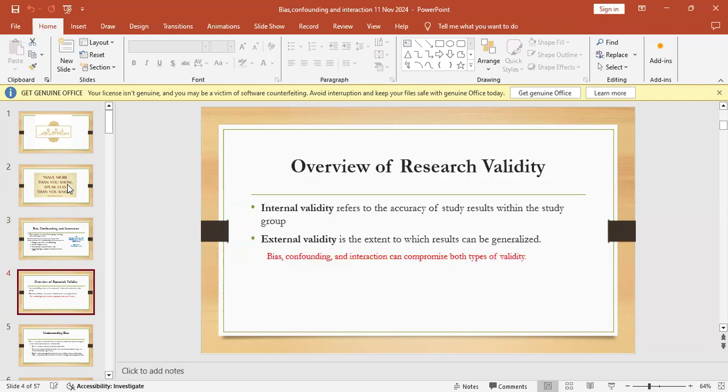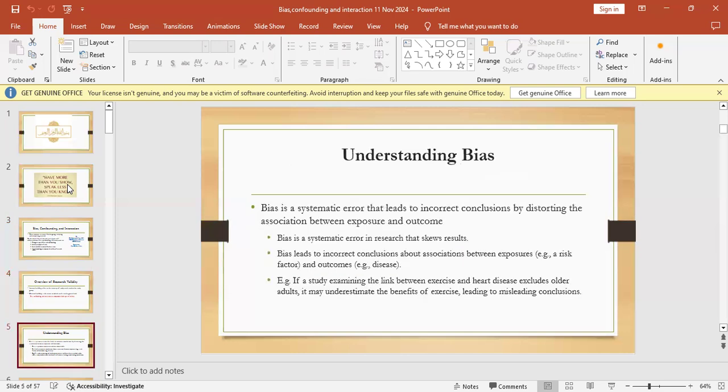Now, what is validity? There are two types of validity, internal and external. Internal validity refers to accuracy of study results within the study group, while external validity is the extent to which the results can be generalized. Bias, confounding, and interaction can compromise both types of validity.